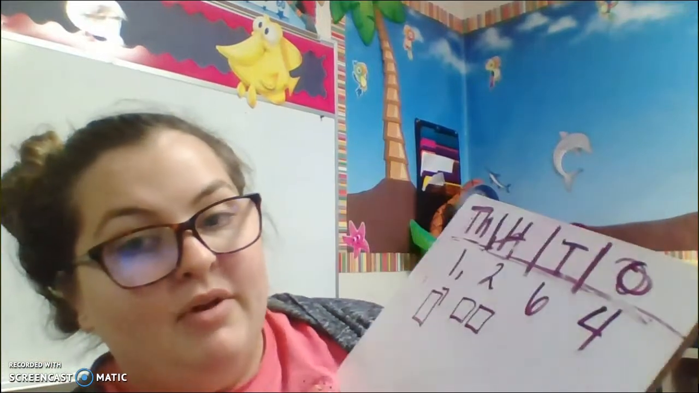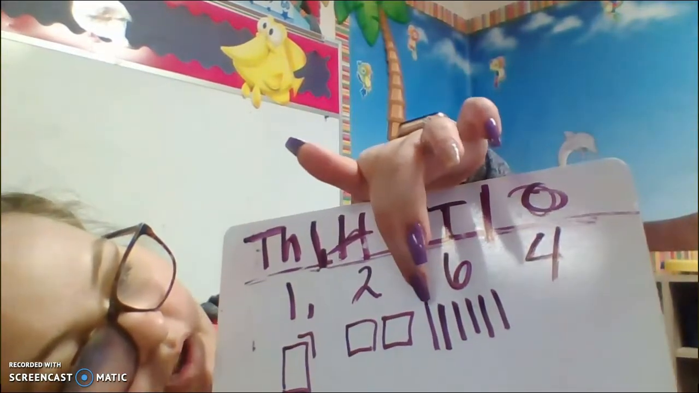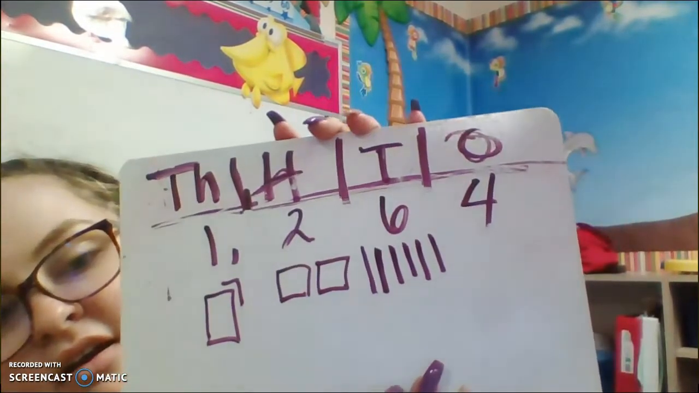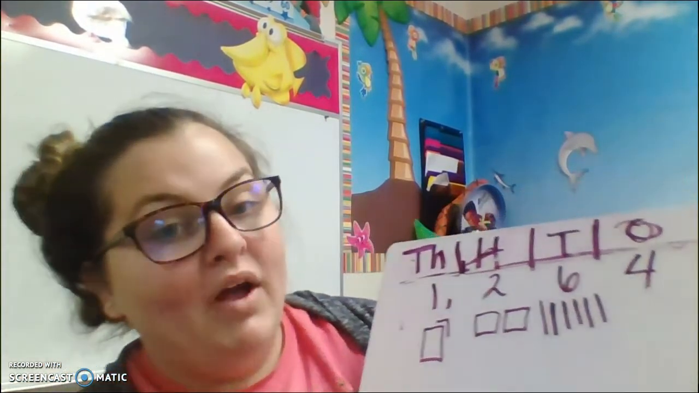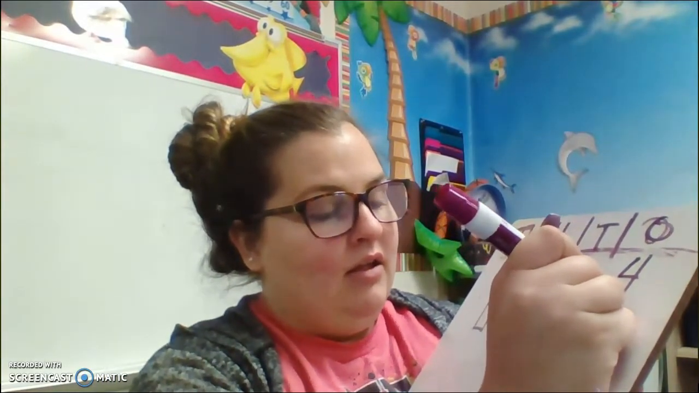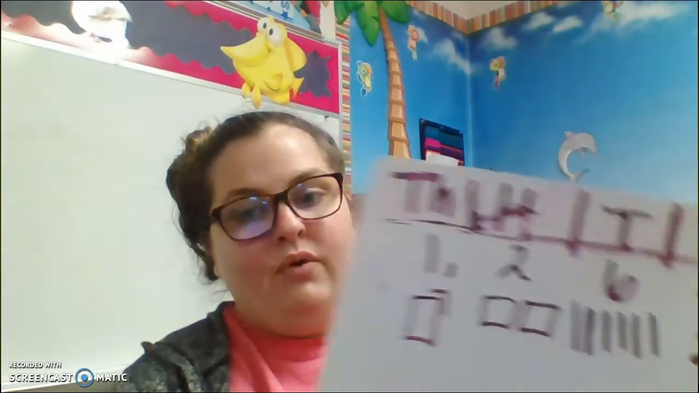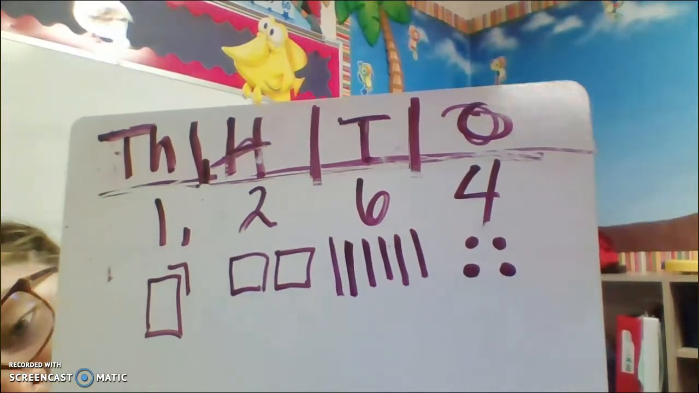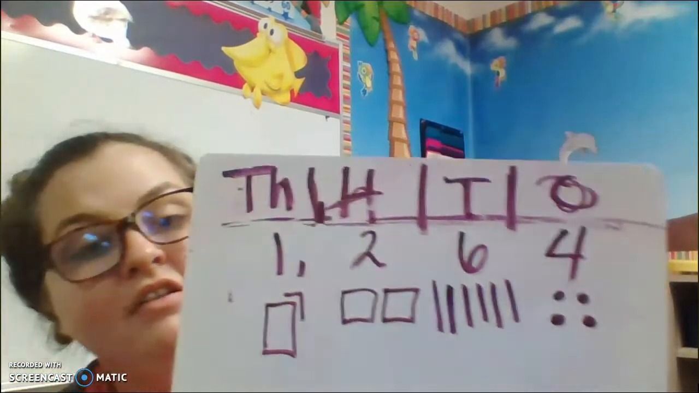1, 2. How many am I going to have in my tens? Okay, if you drew 6, if you drew 1, 2, 3, 4, 5, 6, then you got it correct. Now we're going to do our ones place. 1, 2, 3, 4. Now, if yours looks like this, then you did great. And if yours doesn't look like this, that's okay. We're still learning, right? This is still new to us.